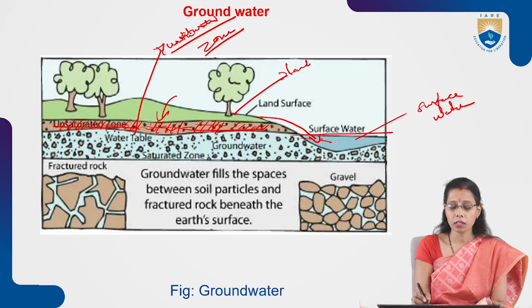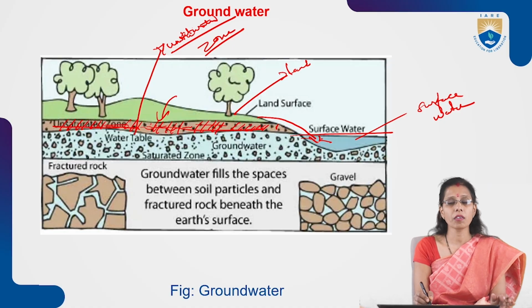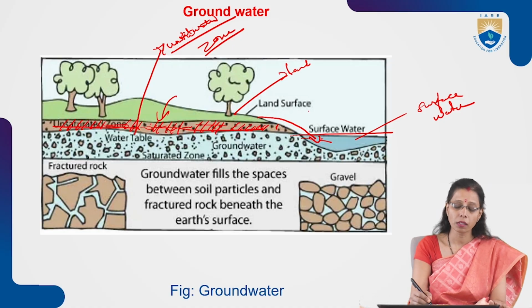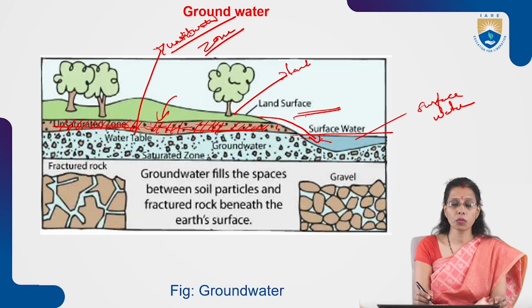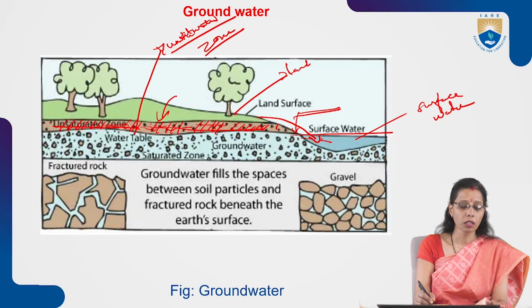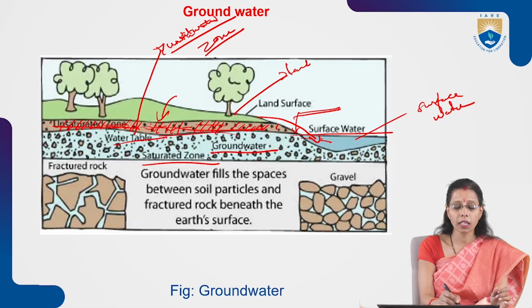Okay. Now, in the same area, when you talk about the areas nearby a lake or a water body, what happens? The unsaturated zone will be thinner. Why? Because the water is already present on the surface, so there is less capability of percolation. Now, beneath this unsaturated zone, we have a saturated zone and the water table, which contains groundwater.